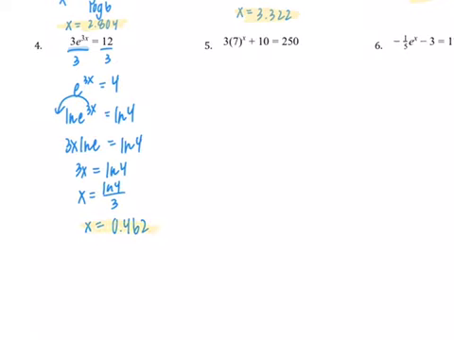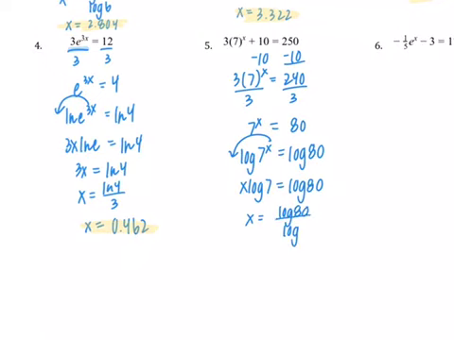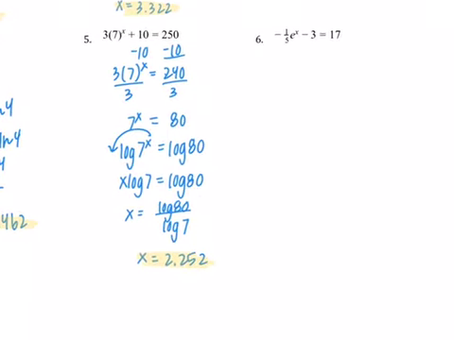All right, next one, a little more steps to get the base by itself. So I'm going to subtract 10. That gives me 240 equals 3 times 7 to the x power. Then I'm going to divide by 3, which gives me 7 to the x power equals 80. At this point, I have the base by itself, so take the log of both sides, bring the x to the coefficient, and then divide both sides by the log of 7. So x is going to be the log of 80 divided by the log of 7, which is 2.252 for that one.